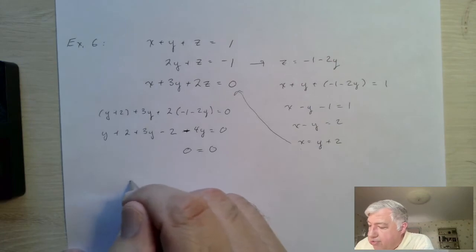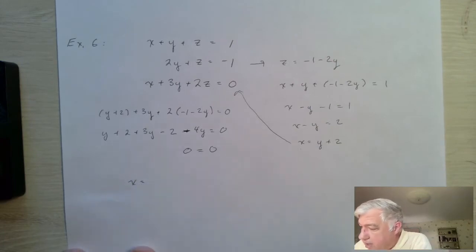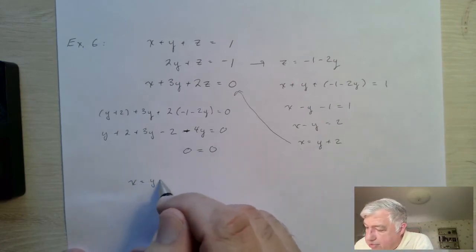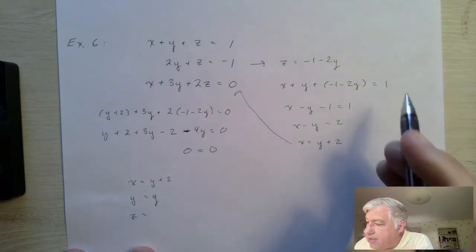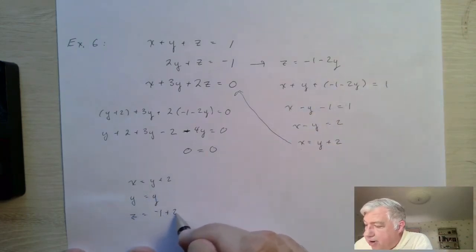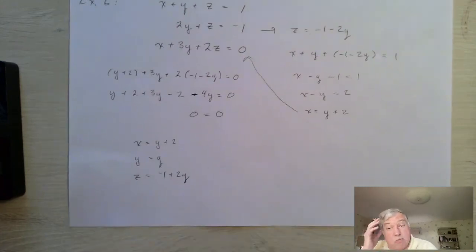So our solution would be x is y plus 2, y would be y, and z is negative 1 minus 2y. And so once again, we get a line in R3, which is the intersection.